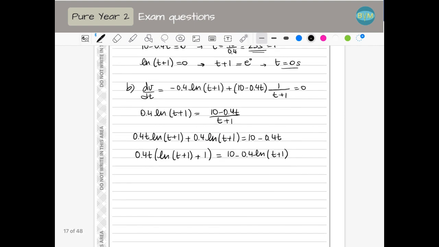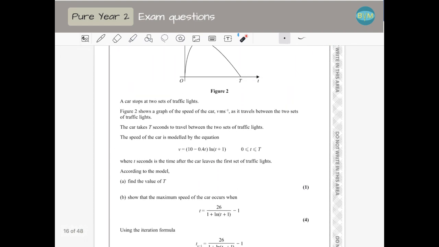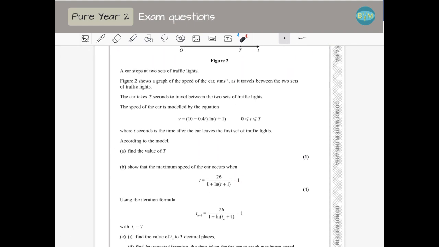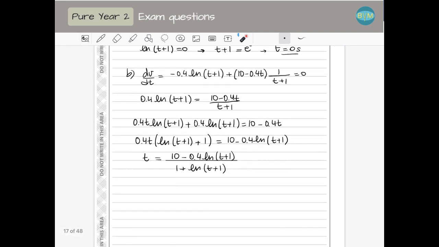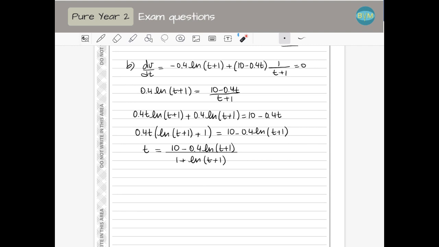Which means that I can make t the subject on my left hand side, and I have (10 minus 0.4 ln(t plus 1)) divided by what is in my bracket, which is 1 plus ln(t plus 1). And we are very close to the expression that we need, so I'm going to show you again this expression. They have separated this minus 1, but I have my denominator as it should be. I'm missing the 0.4, sorry. I'm missing one 0.4 here.